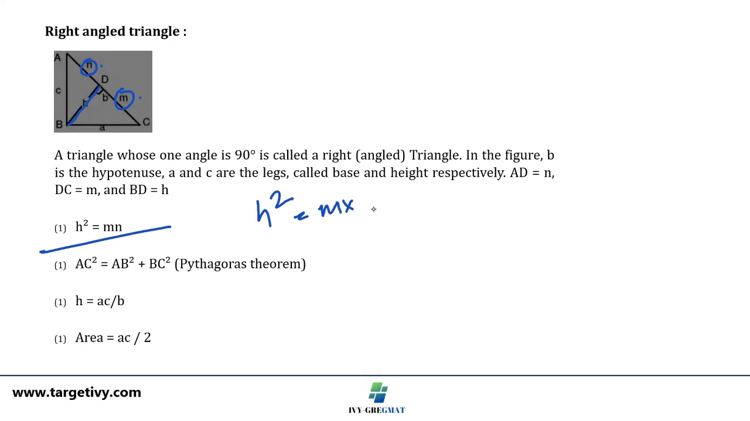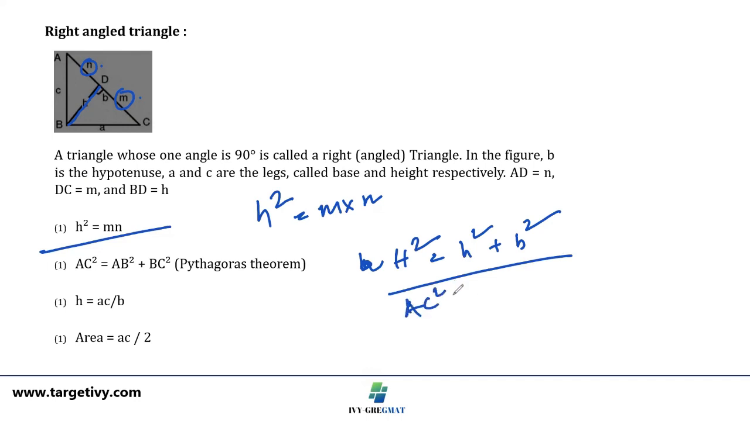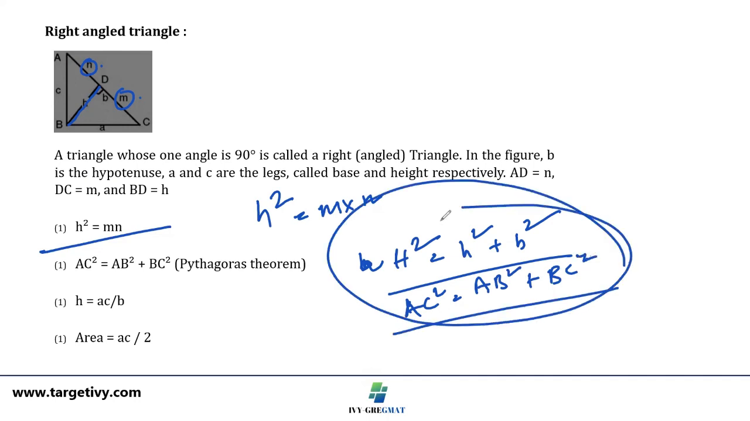We'll understand what is the Pythagoras theorem. So the hypotenuse square is equal to the height square plus base square, or AC square is equal to AB square plus BC square. This gentleman Pythagoras came out with this theorem, and this comes pretty handy when we are solving right angle triangle problems.